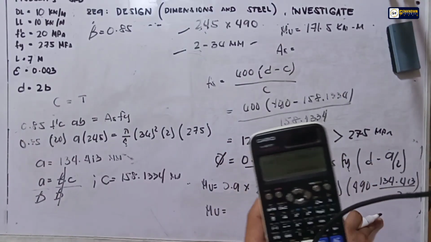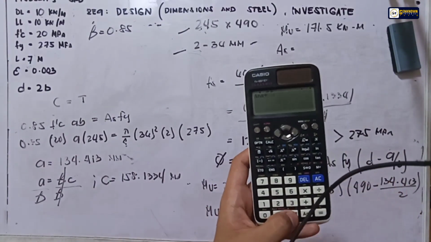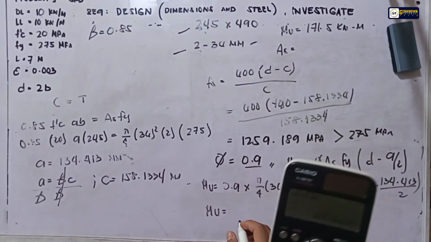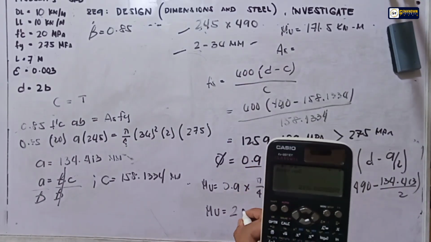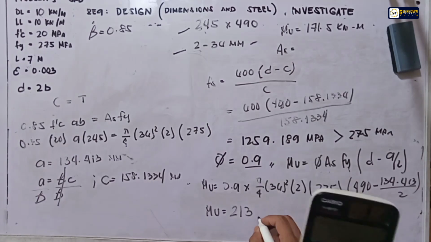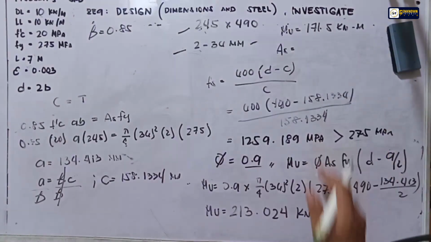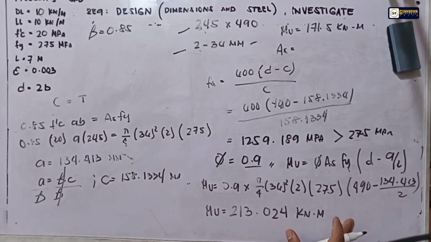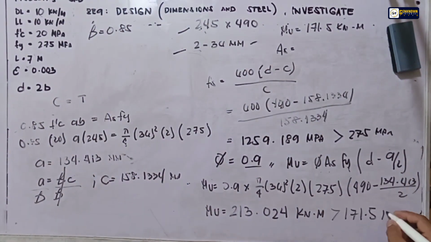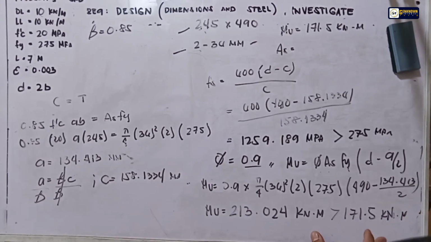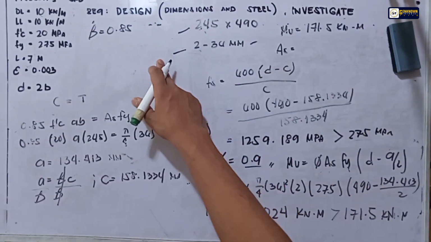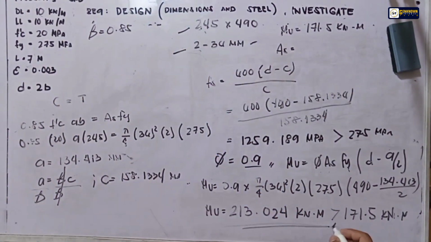Gawin nating kN-m. Divide lang natin yan by 10 raised to 6. So, ang Mu natin ngayon is 213.024 kN-m. Which is, we can clearly see na mas malaki itong Mu nito as compared dito. Meaning, safe na gamitin itong mga dimensions na ito para sa ating beam. Safe.